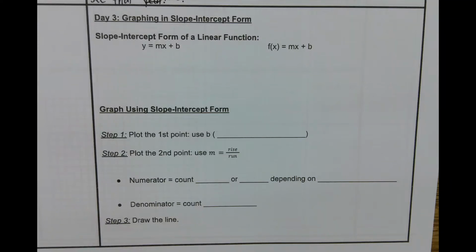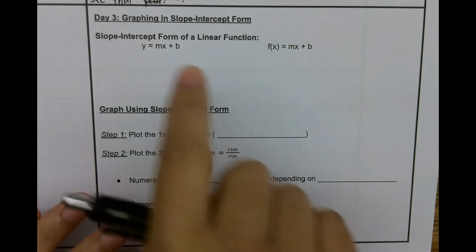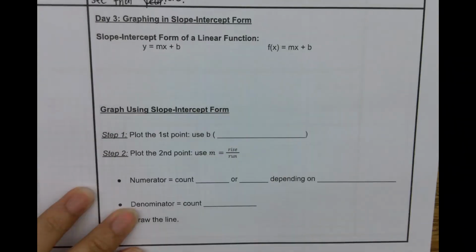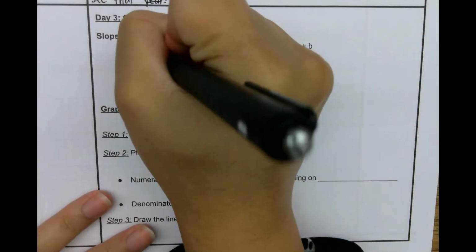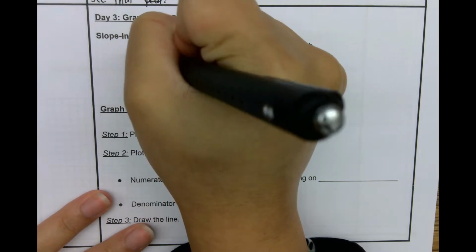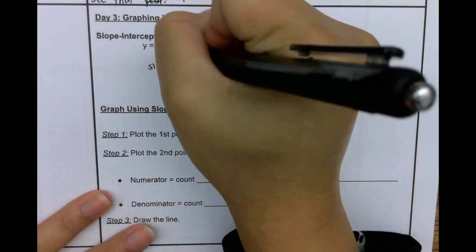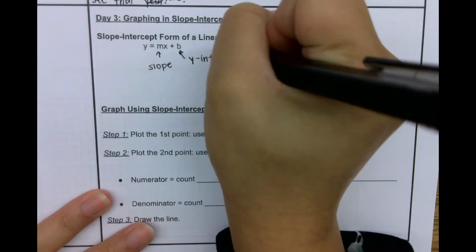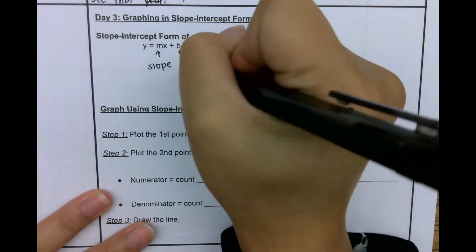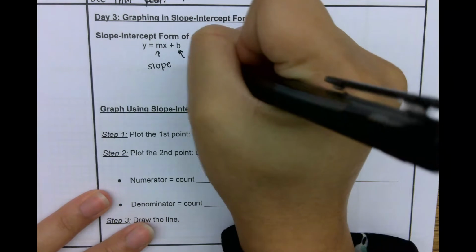Hi guys, so today we're talking about graphing in slope-intercept form. Slope-intercept form in a linear equation looks like this: y equals mx plus b. M here represents the slope, and b here is the y-intercept. And again, the y-intercept is where the graph touches the y-axis.